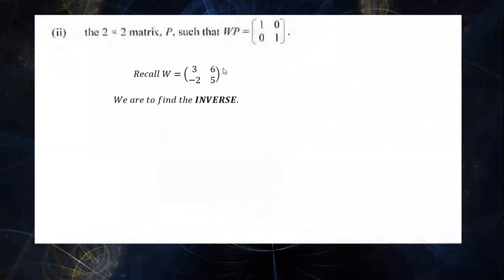Now, it says here, find the 2 by 2 matrix P such that WP is equal to 1, 0, 0, 1. Recall that 3, 6, negative 2, 5 is equal to W. All we need to do is find the inverse of W. Why? Because this here is called the identity matrix. And any matrix multiplied by its inverse will give me the identity matrix.